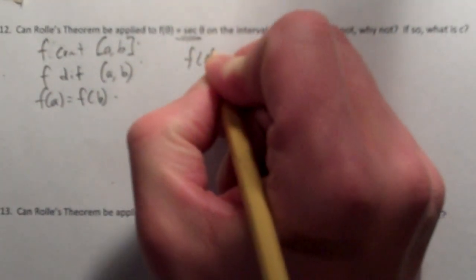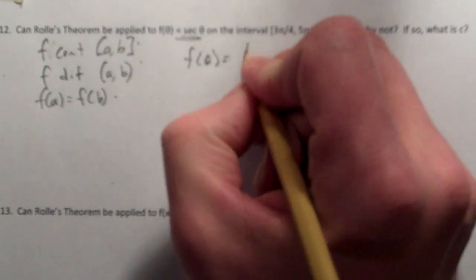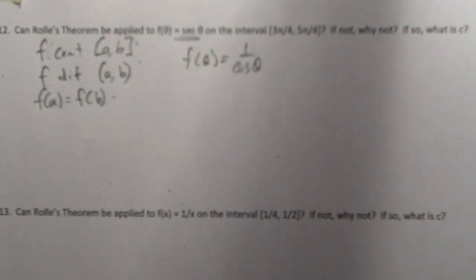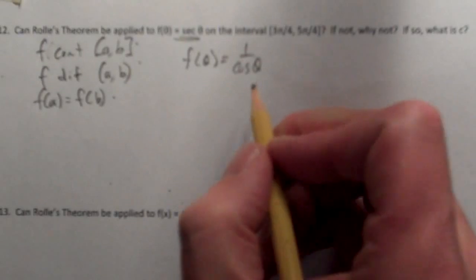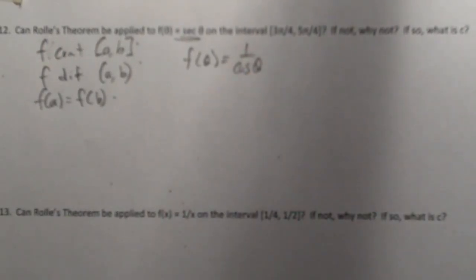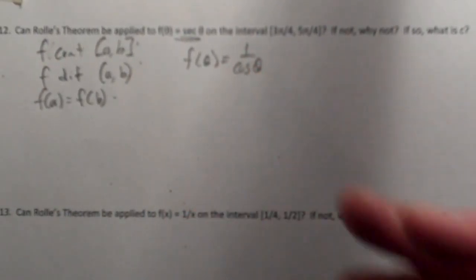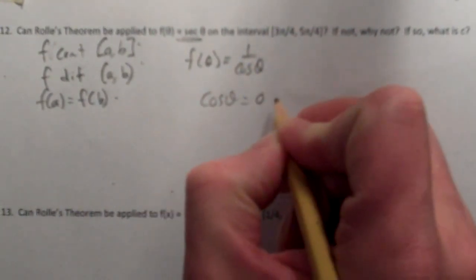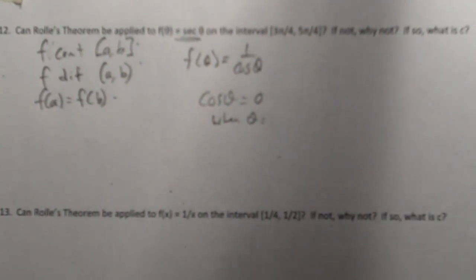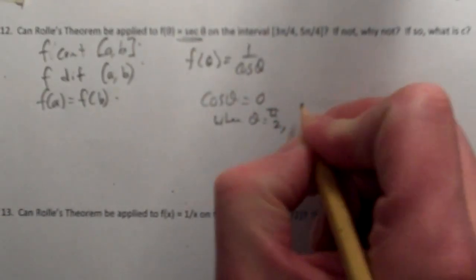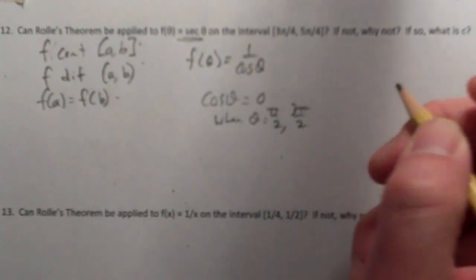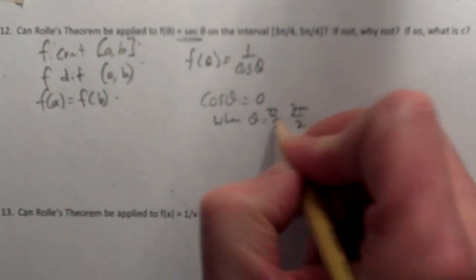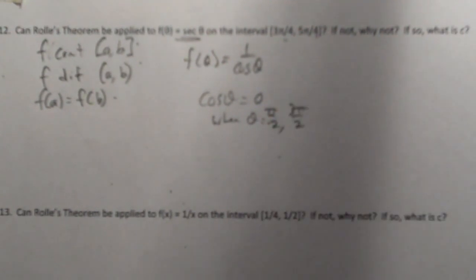Now f of theta is secant. That's the same as reciprocal cosine. We could potentially have an undefined value because cosine can equal 0, which would make this denominator 0. Where does cosine equal 0? That's at the north pole of the unit circle and the south pole of the unit circle. So at pi over 2 and at 3 pi over 2. And then the next question is, are either of these on this interval?